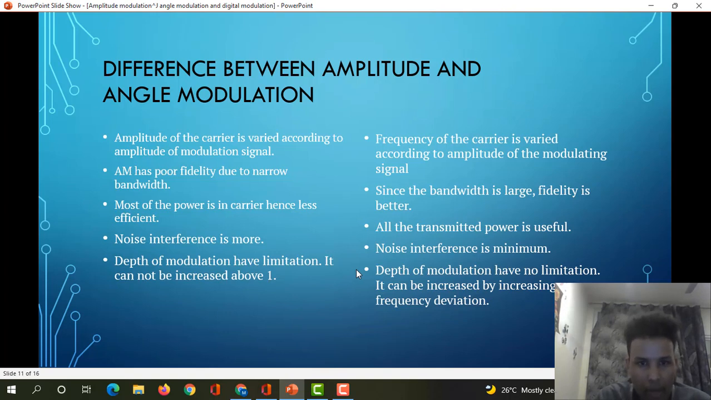In amplitude modulation, the depth of modulation has a limitation. It can't be increased above 1. On the other hand, in angle modulation, the depth of modulation has no limitation actually. It can be increased by increasing the frequency deviation.